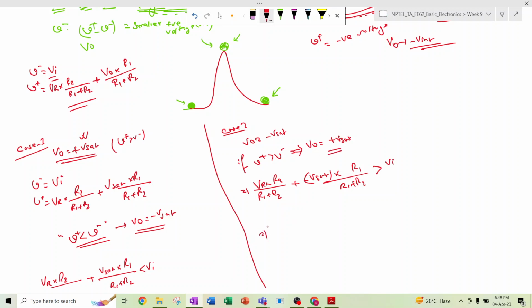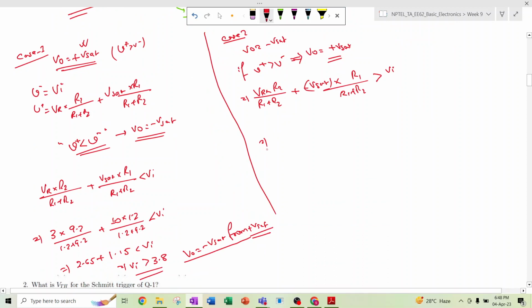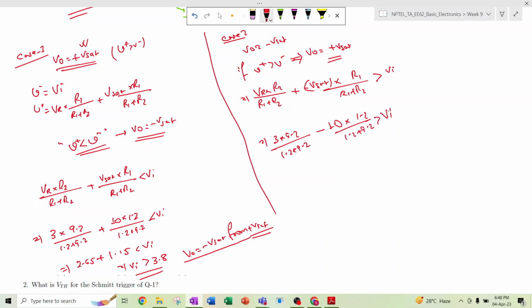So then only it will go to plus Vsat. That means if we write this, 3 into 9.2 divided by 1.2 plus 9.2, minus Vsat, that is minus 10, into R1 divided by R1 plus R2, is greater than Vi. That means Vi should be less than 2.65 minus 1.15, which is approximately 1.5.